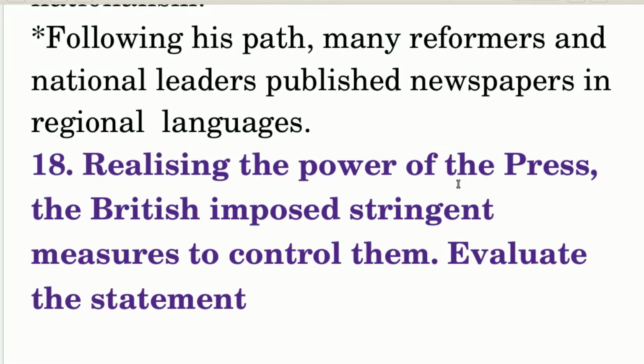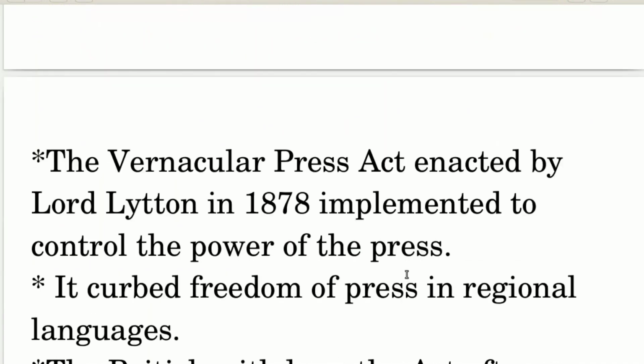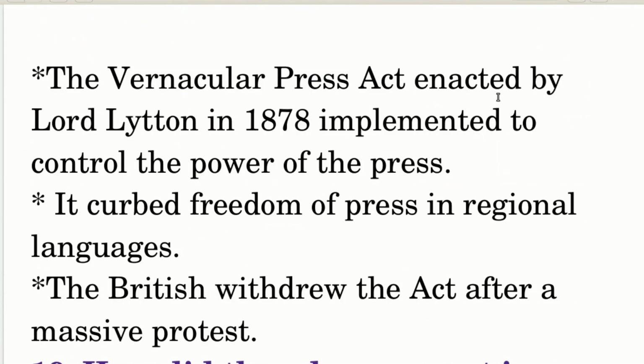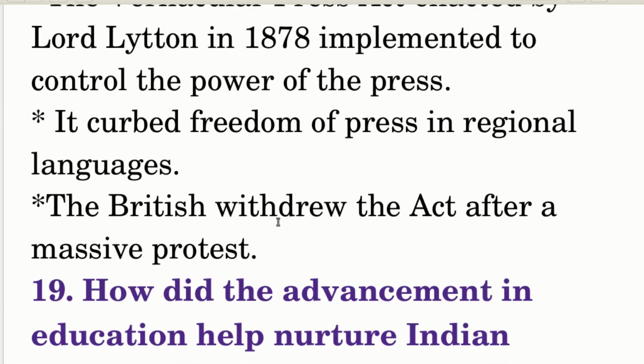Realizing the power of the press, the British imposed stringent measures to control them. Evaluate the statement. The Vernacular Press Act enacted by Lord Lytton in 1878 was implemented to control the power of the press. It curbed freedom of press in regional languages. The British withdrew the act after a massive protest.